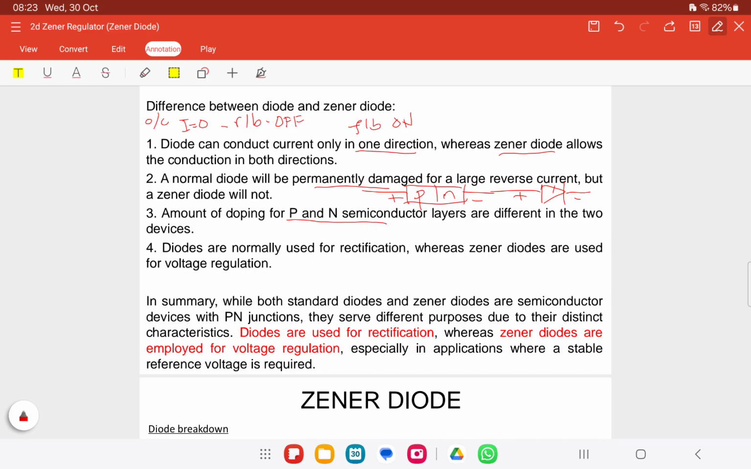So, that is the difference between the Zener diode and the ordinary diode. The normal diode is used in rectification. What is rectification for?